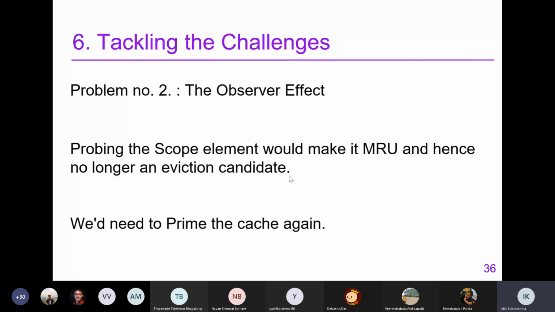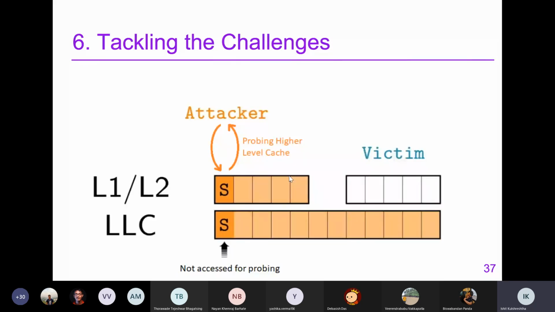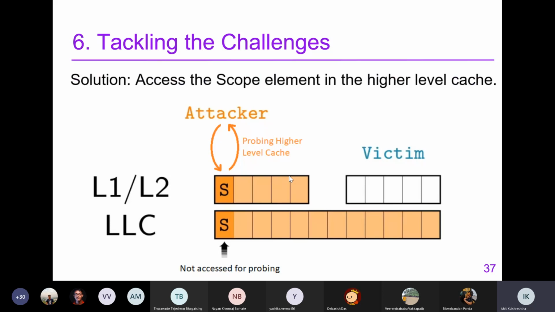But they tackled this problem because modern systems have multi-level cache. So the higher level LLC, or maybe any higher level cache which is shared between the attacker and the victim, there is the scope element. And it is also obviously, because Intel is inclusive, present on the higher level cache, the L1 or L2 cache. But when the attacker checks or probes for the scope element, it's called scoping. So he only checks it on the higher level cache. But the request for access does not reach the LLC. So there, it remains the least recently used and thus the eviction candidate. But on the higher level cache, it is the most recently used and it won't be evicted. So they overcame the observer challenge in this way.